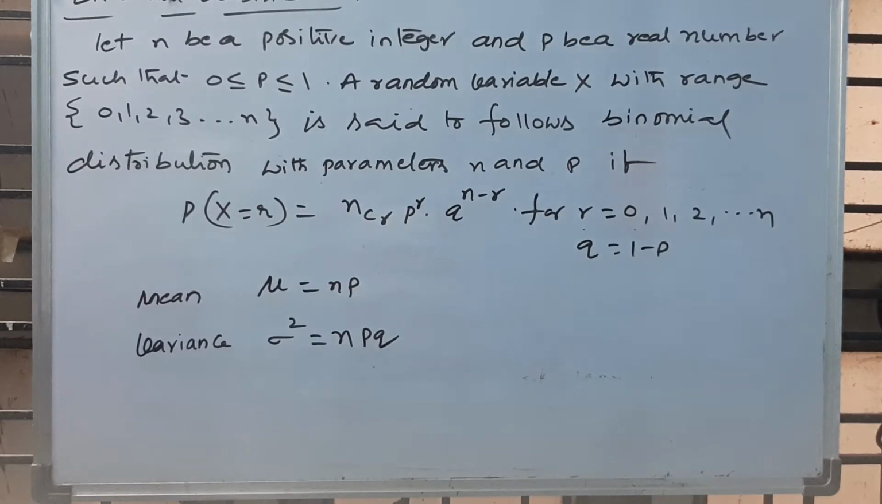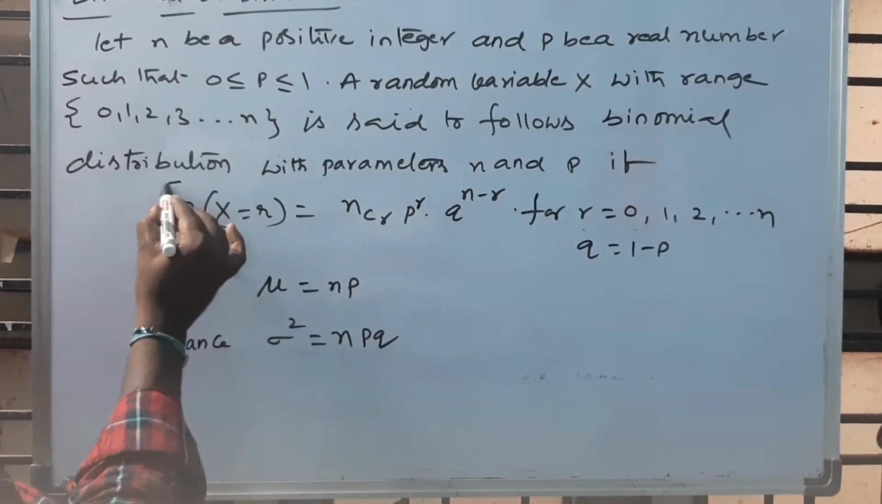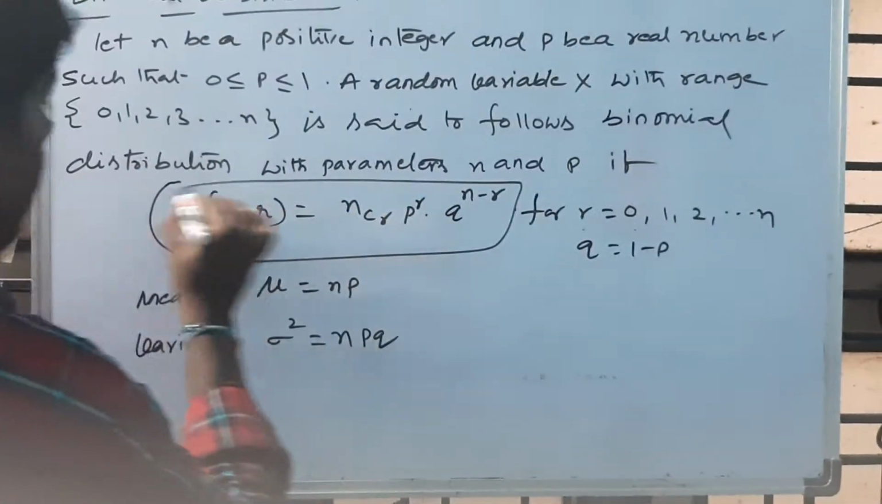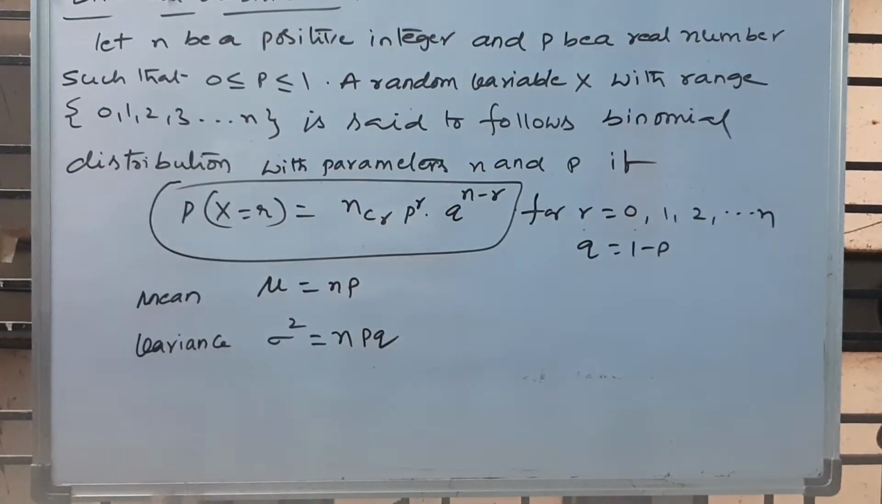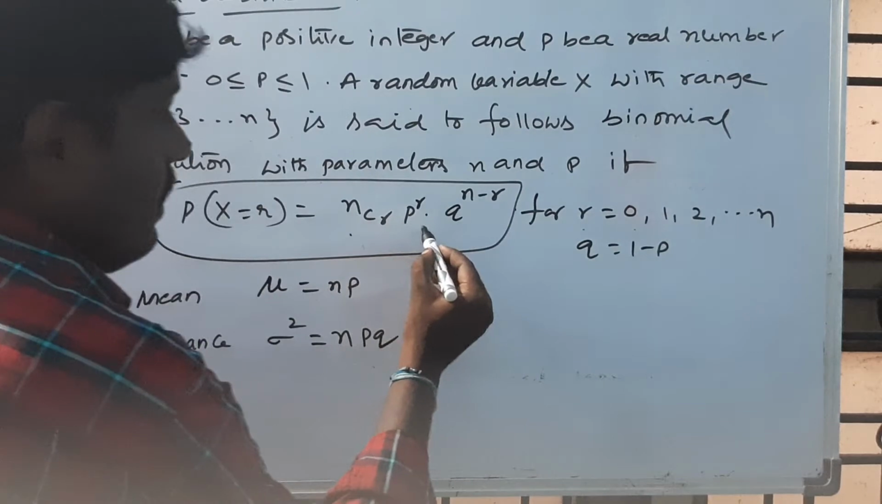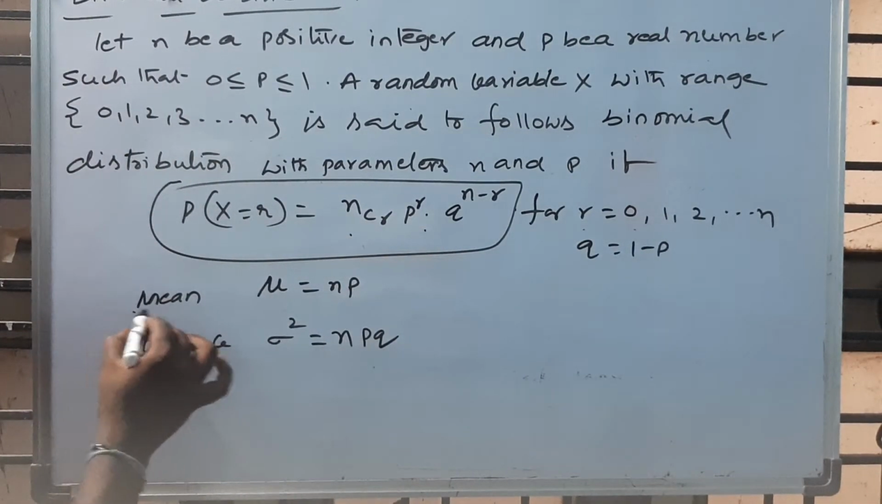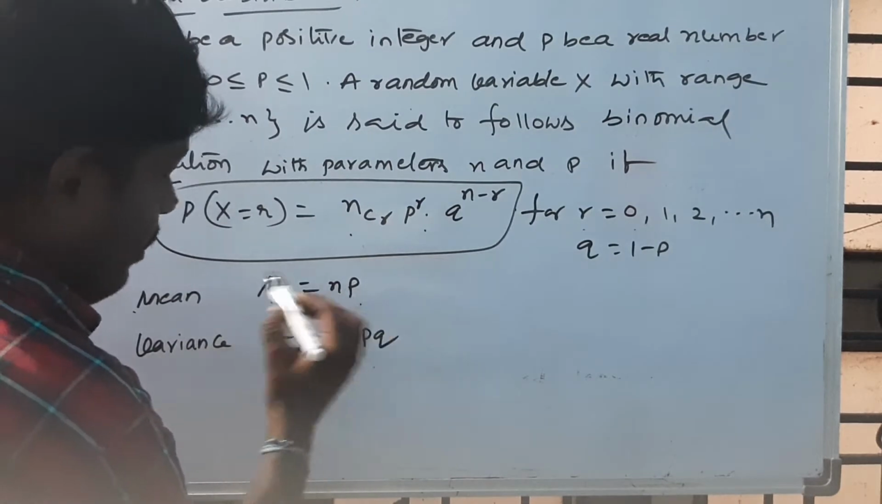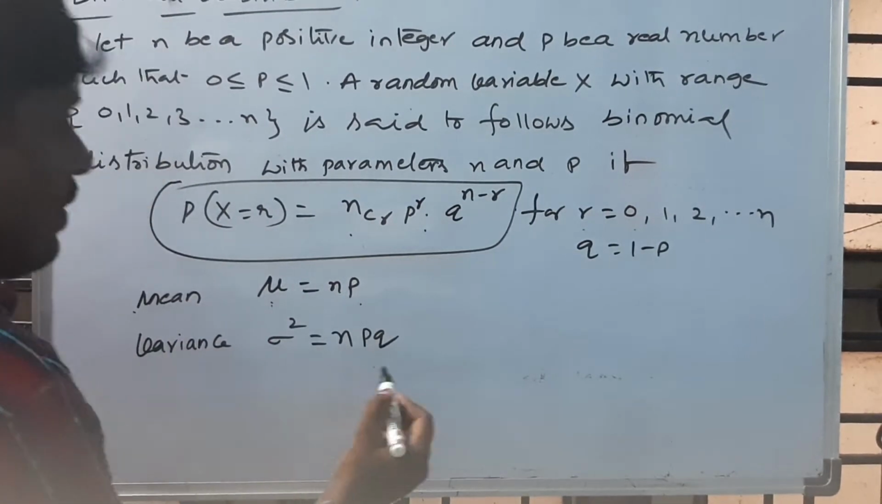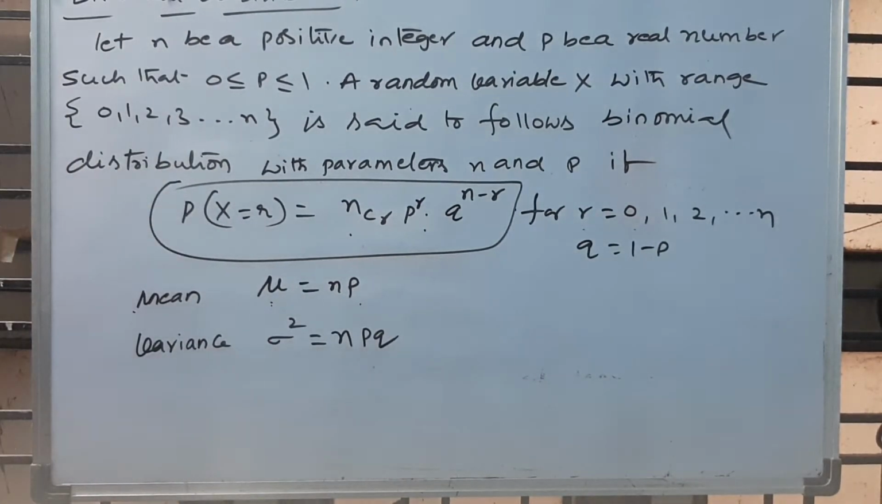n and p are called parameters of the binomial distribution. This is called binomial distribution. P of x equal to r is equal to nCr into p power r into q power n minus r. The formula for mean mu is equal to n into p. Variance sigma square is equal to npq. And n and p are called parameters of the binomial distribution.